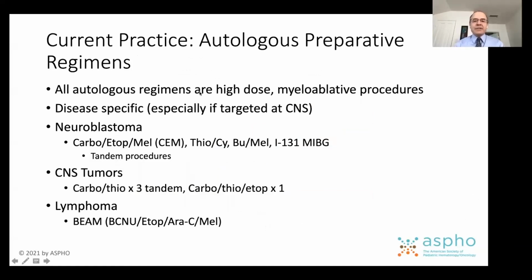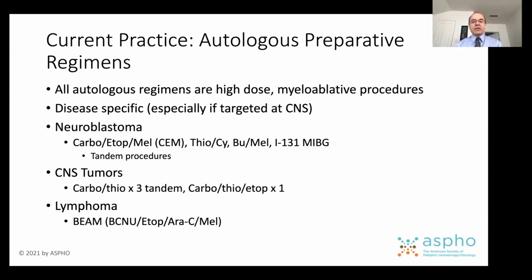Now, our current practice for autologous regimens is a little bit different. All autologous regimens are high dose myeloablative procedures. We really don't have a concept of reduced intensity autologous procedures.